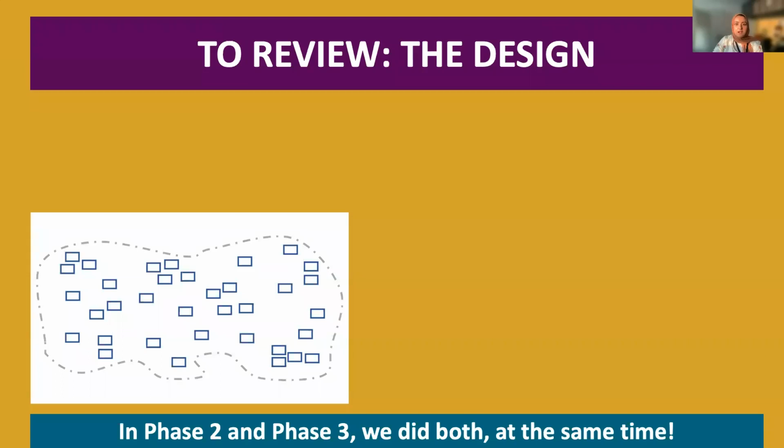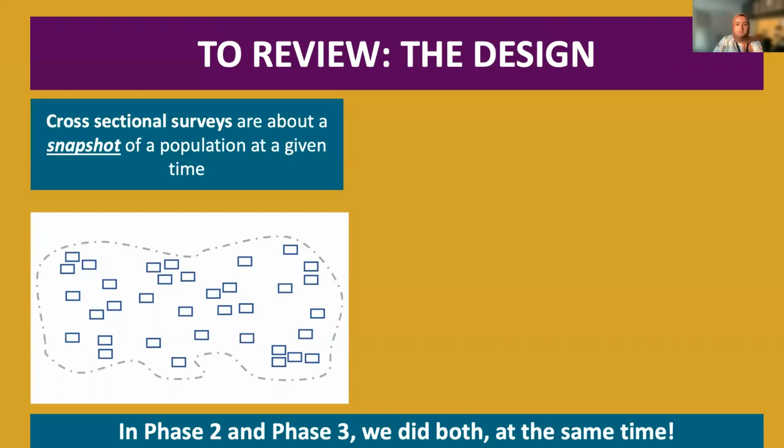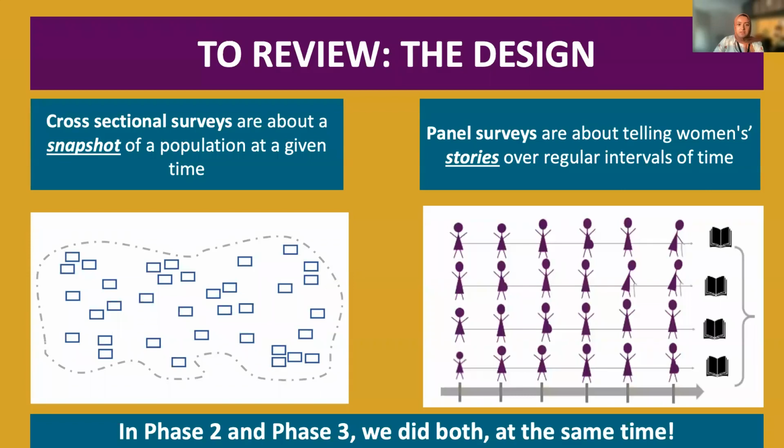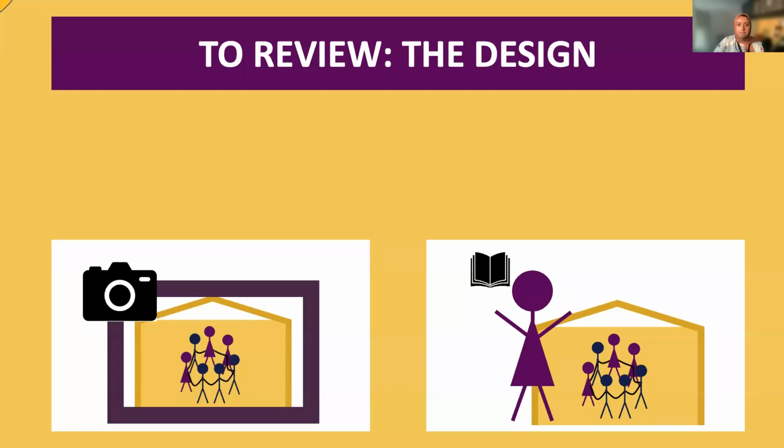Okay, so let's just pause for one more second and review this design. Remember, we talked about cross-sectional surveys that give us a snapshot of a population at a given time. And we talked about panel surveys that are about telling women's stories over regular periods or intervals of time. And in phase 2 and in phase 3 of PMA, we did both at the same time.